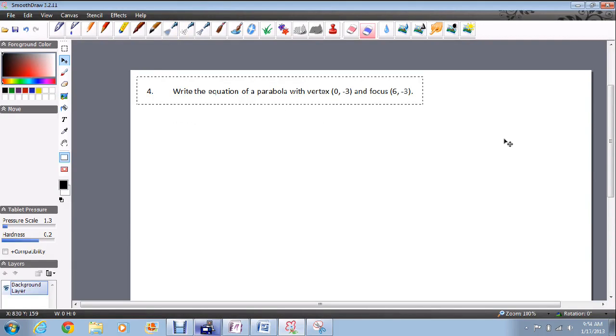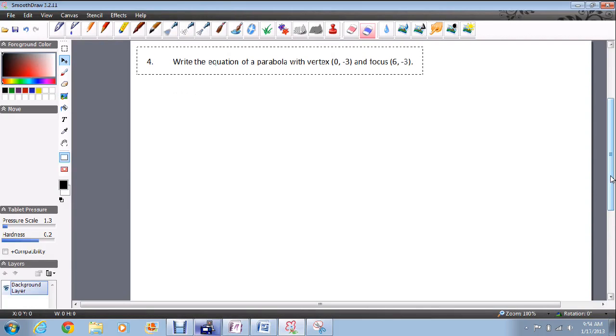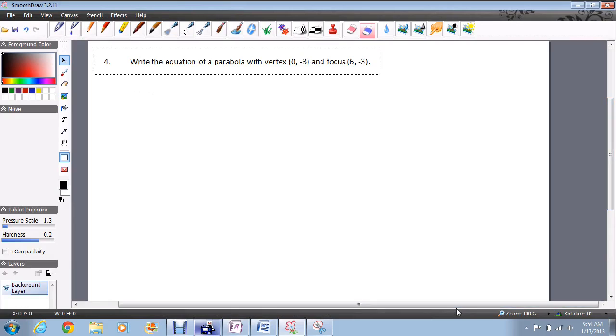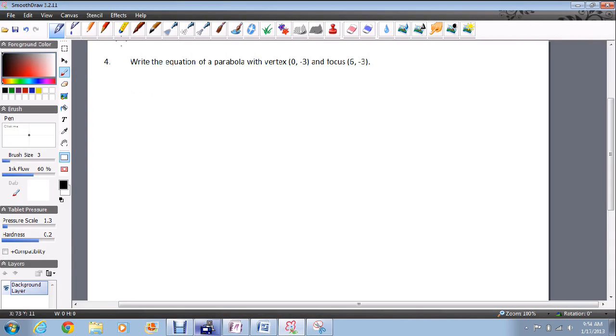Okay, so number 4 says write the equation of a parabola with a vertex of (0, -3) and a focus point of (6, -3). So the first thing I'm going to do is start off by drawing some axes. Just kind of looking at this, I go 0, -3, 6, -3. You can picture in your head that's going to be in the third quadrant. So that's why I'm going to draw my picture primarily in the third quadrant here.